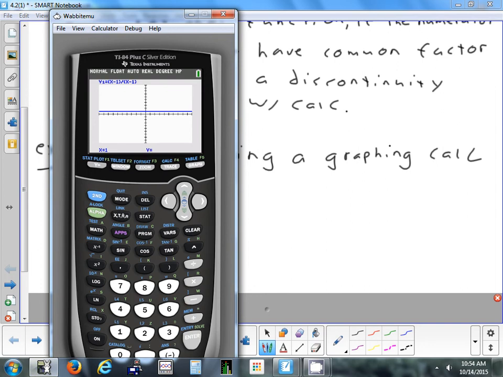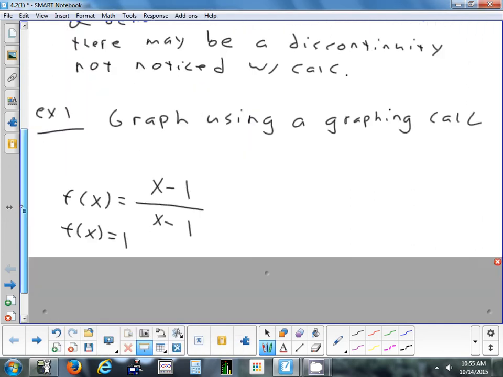Okay, if we try to trace to 1, notice it says there's no y value. You can go very, very close to it. You can do 0.999999. That's fine. You can also do 1.000001. That's fine. You just can't do 1. So it's like an infinitely small hole, just when x equals 1.